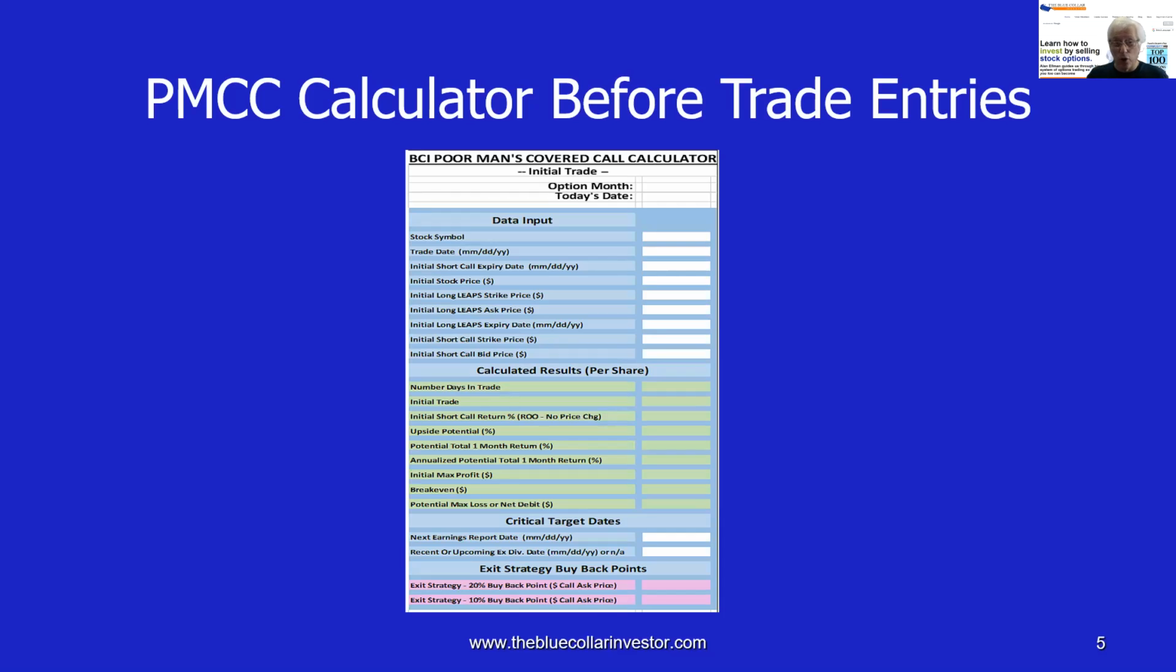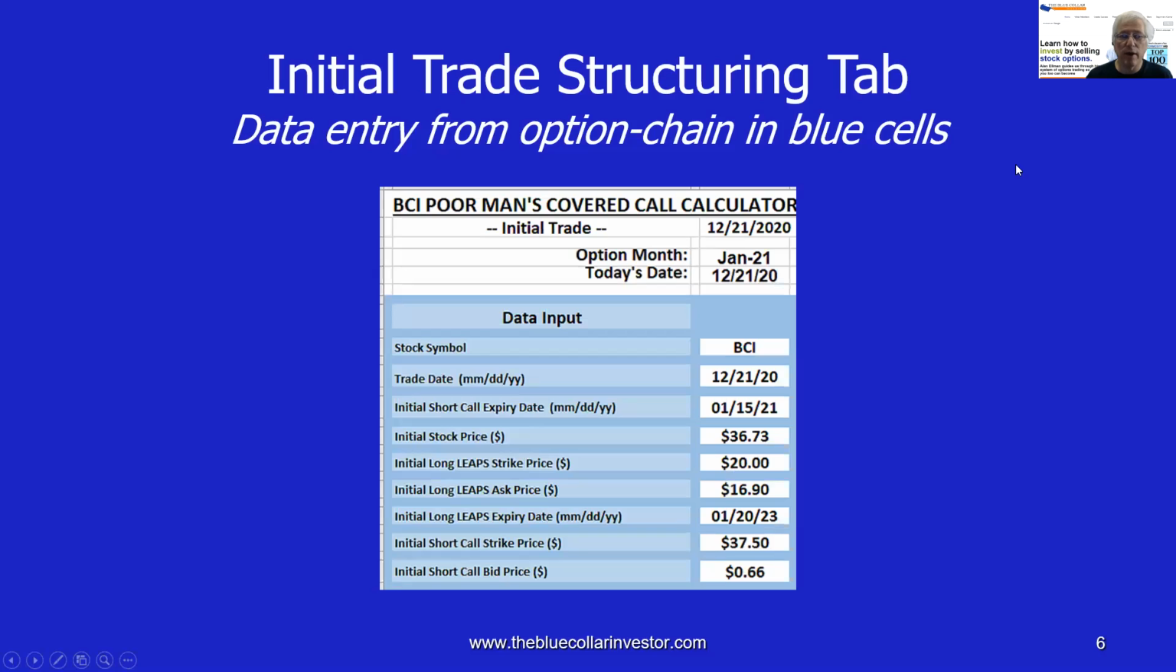spreadsheet. And this just shows you that for the first tab, the initial structuring tab, that information is entered into the blue cells at the top portion of the spreadsheet over here. That's all taken from the option chain. The calculations will appear here, and then specific critical target dates and buyback points are indicated at the bottom of the spreadsheet. So I wanted to give you an overview of the calculator, and then we'll take a closer look as we start entering our trades.